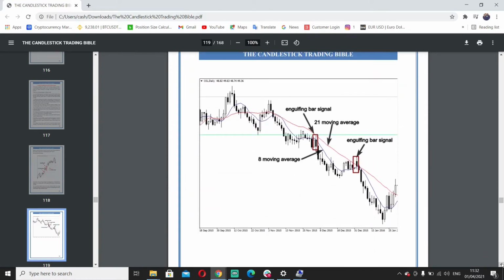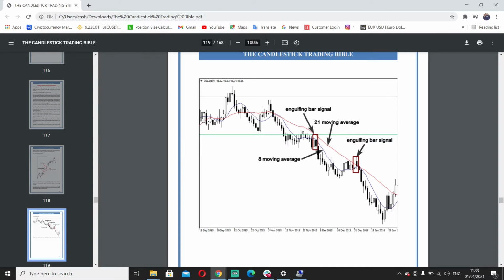So as you can see from the chart below, the price was clearly in a downtrend, creating lower lows, lower highs, lower low, lower high, and so on. And along this, as you can see, we're using the 21 moving average as our dynamic support and resistance.